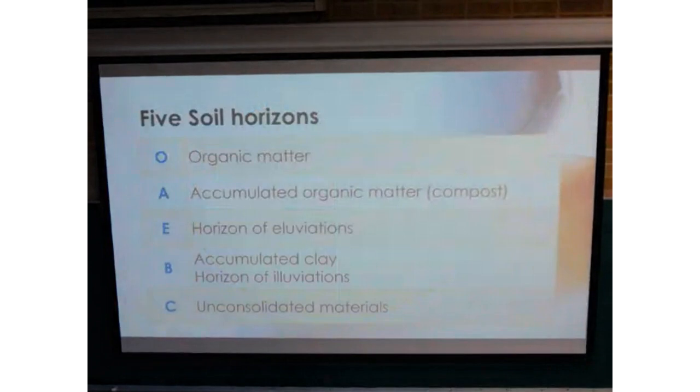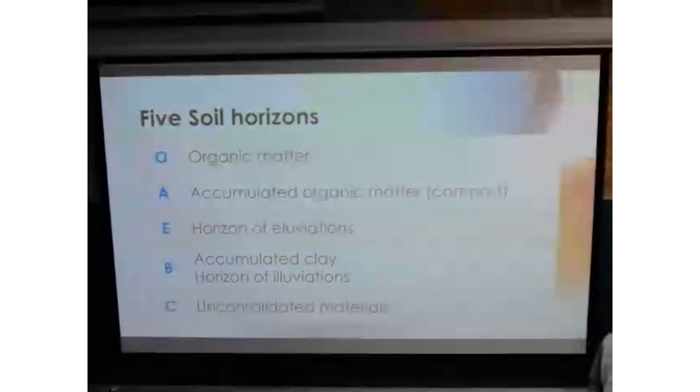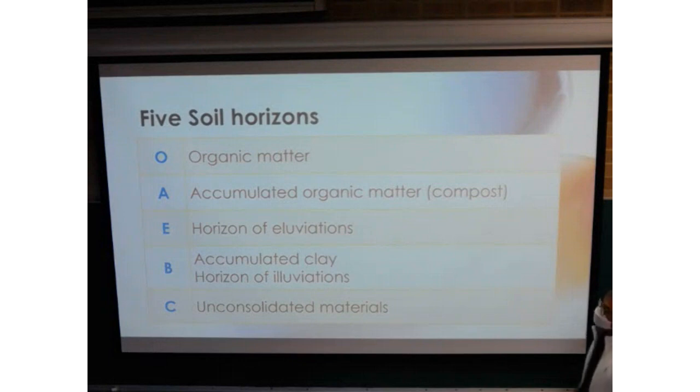And the soil is going to consist of lots of horizons. And then combining the horizons, we call it the soil profile. Commonly, there are 5 soil horizons: O horizon, A horizon, E horizon, B horizon, and C horizon.